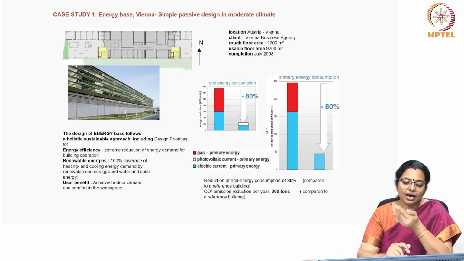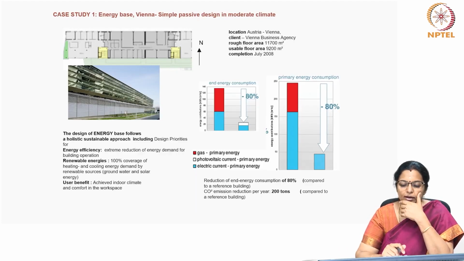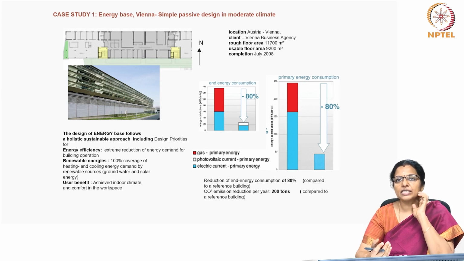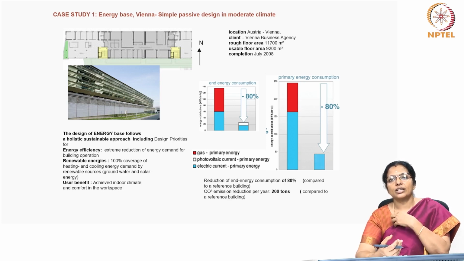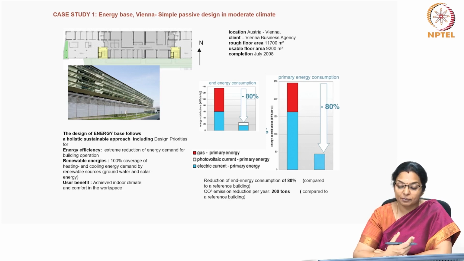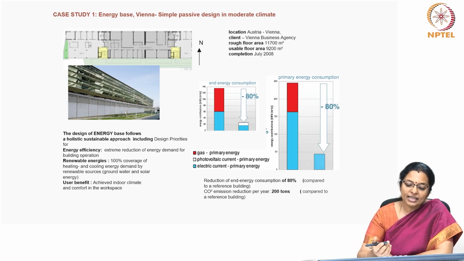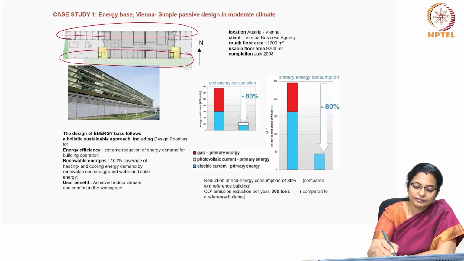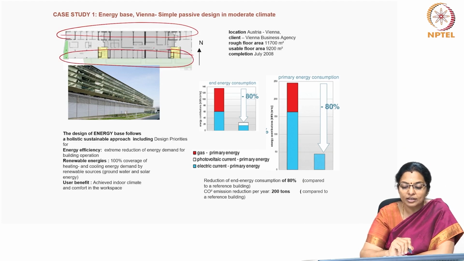We will see another building, which is the Energy Base Vienna. It uses simple passive strategies in a moderate climate. This follows a very holistic sustainable approach, including design priorities for energy efficiency. Extreme reduction of energy demand for building operation has been demonstrated in this building. Again, along the north and south, this building has longer surfaces. East and west is oriented along the shorter surfaces.